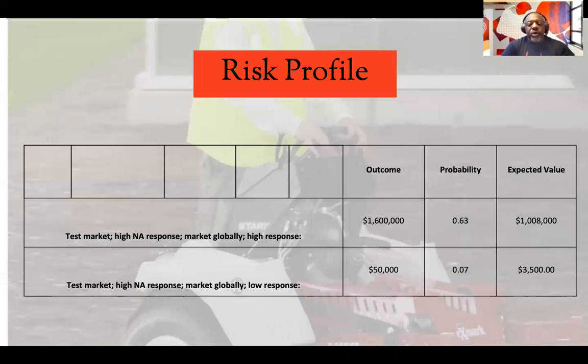On the risk profile, we know that we have up to a 63% probability of high and as low as 7% probability as low. So our expected value is as high as $1,008,000 and as low as $3,500 with the risk profile that we have associated with this program.